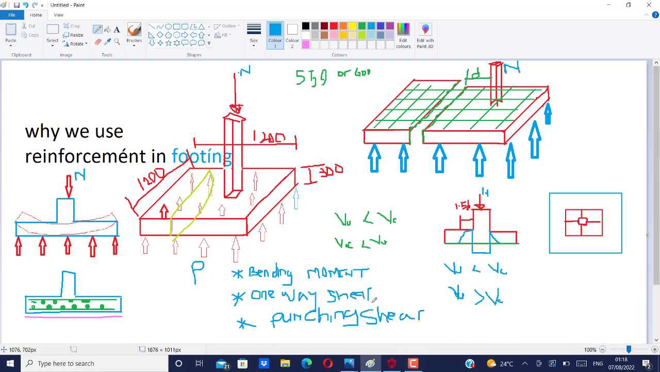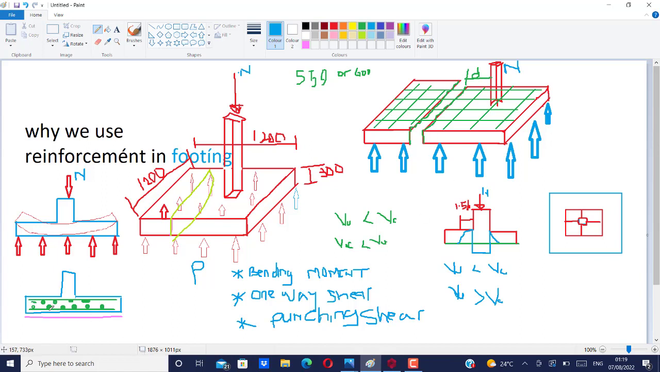Okay, let me make a recap of what we have learned today. We have learned that our footing can possibly fail in bending, which is the bending moment. We have also talked about our footing failing in shear, which is the one-way shear, or probably called the direct shear. We also looked at our column puncturing through the footing, which is the punching shear. These are the three things, or the three circumstances, that can happen to our footing.